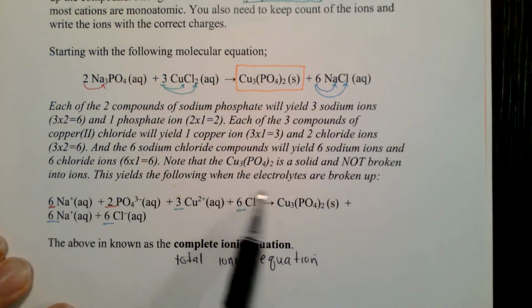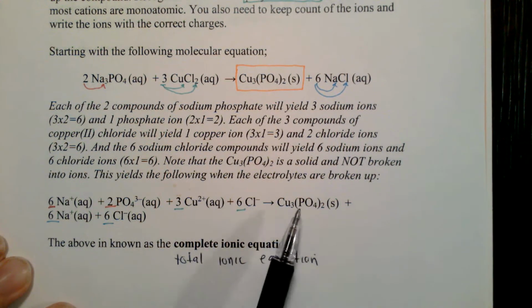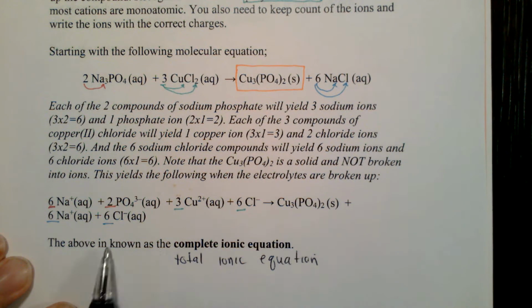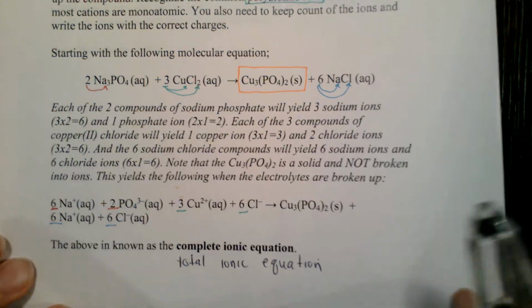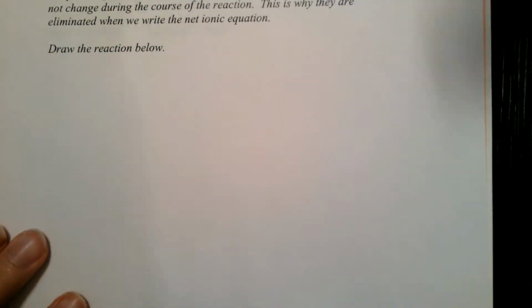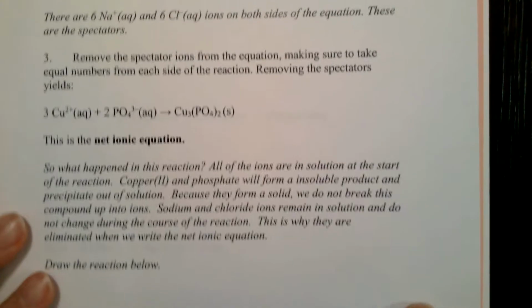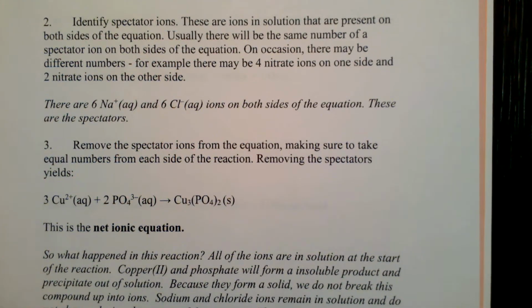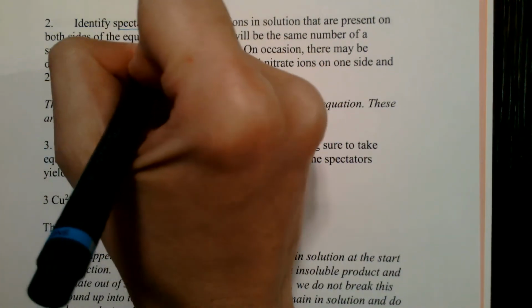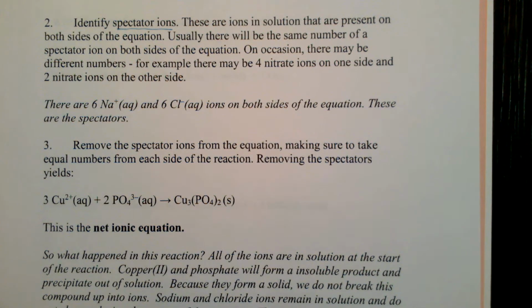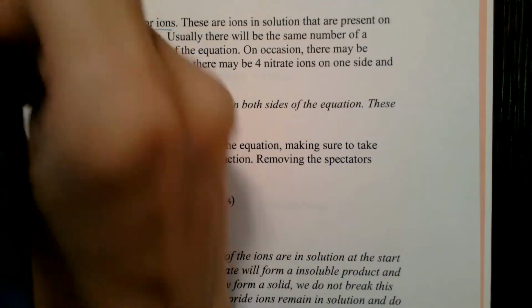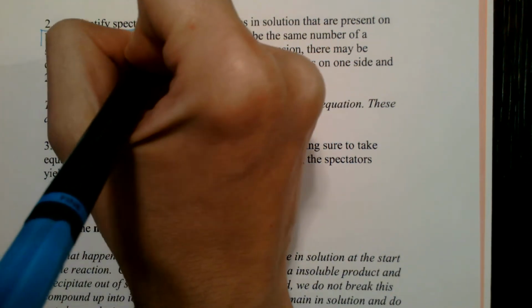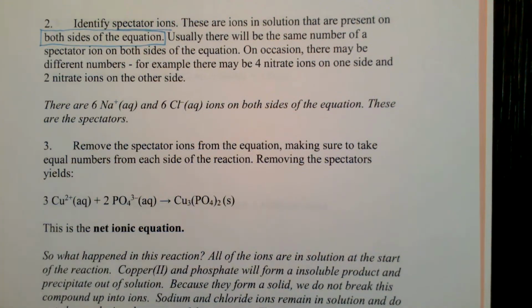Okay, so breaking everything apart and showing all of the ions, keeping our solids, liquids, and gases as solids, liquids, and gases, is giving us what's called the complete ionic equation. So on our way to getting to what's going on in the reaction, after we have that, we're going to identify spectator ions. We're looking for what are called spectator ions. These are ions in solution that are present on, this is important, both sides of the equation.